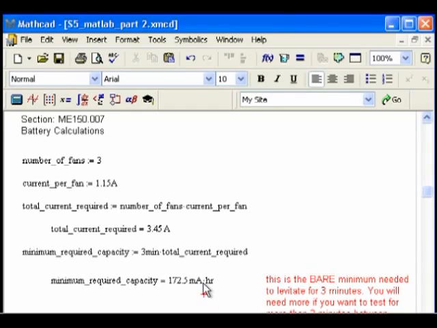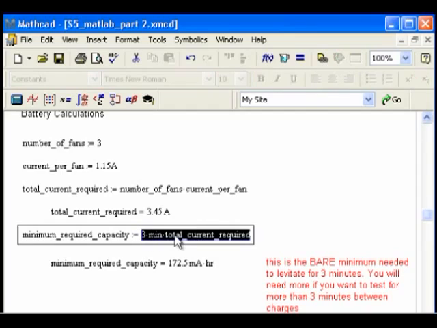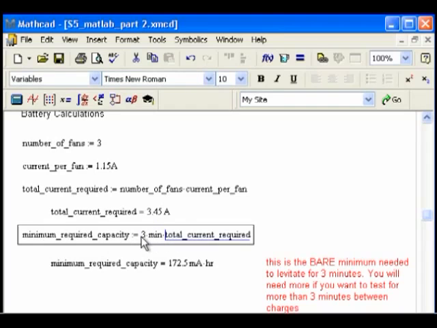Now, most battery packs that you buy are like 2,000, 2,500, 900, so it's way more than we need. Of course, you've got to keep in mind that this is for the 3 minutes. This will get me through the competition, but of course it won't allow me to test, won't allow me to practice. So for example, this is a great design tool because let's say I need at minimum 172.5, but actually, when I want to test, I want to be able to test for 25 minutes, let's say. So I can type in the number 25 here, and guess what?